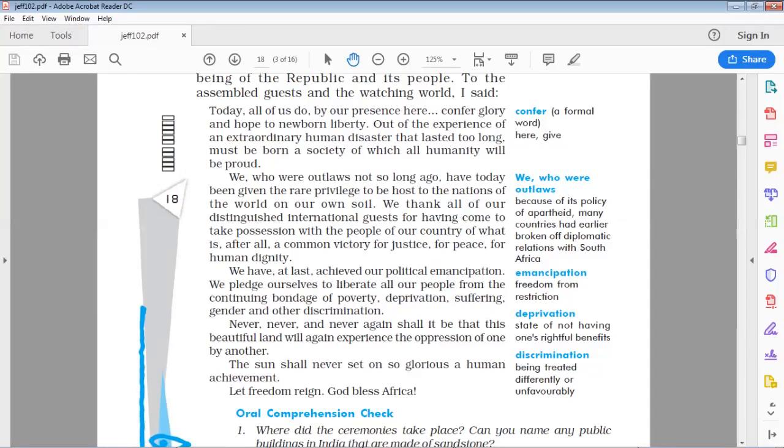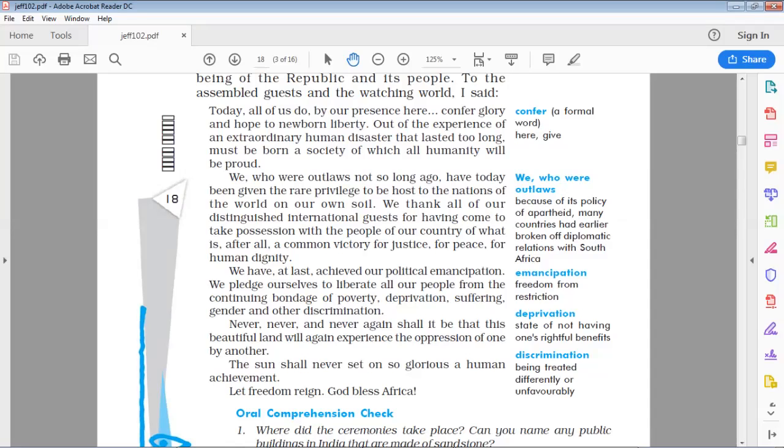The sun shall never set on so glorious a human achievement. This will never ever happen in history. Means everybody will have the same sunshine. The country shall never have to face oppression again. This means the sun shall never set on so glorious a human achievement, means the country shall never have to face oppression again. This is the meaning of this line.